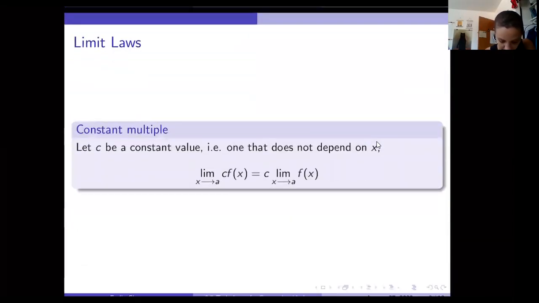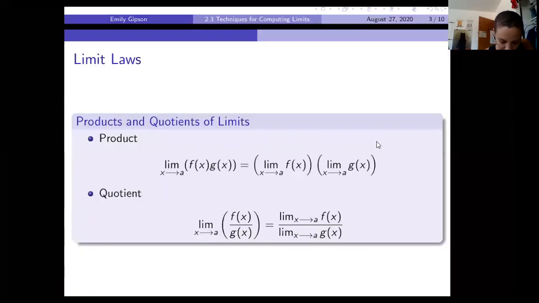The next limit law is the constant multiple law, and we'll see this used a lot, and you'll see this used in a different fashion later on in the semester. So let C be a constant value, i.e. one that does not depend on x. So maybe we've got 6 times x, maybe we've got 6 times x squared, maybe we've got 15 times x. That 6 or that 15 is definitely going to be what we call C, and we can pull it out of our limit. So our first limit is the limit as x approaches a of C times a function f of x, and it's equal to C times the limit as x approaches a of f of x.